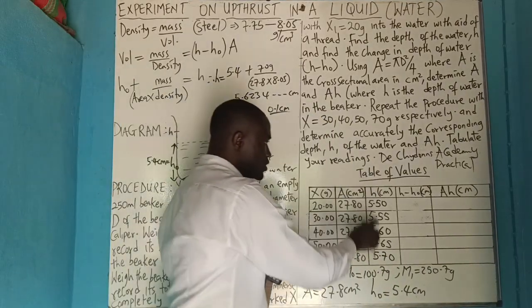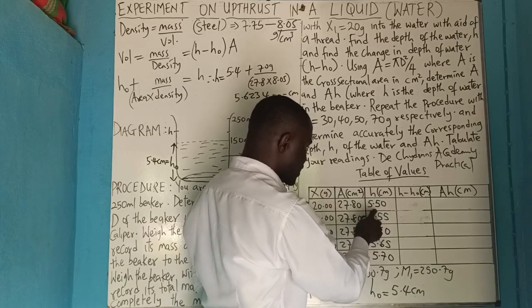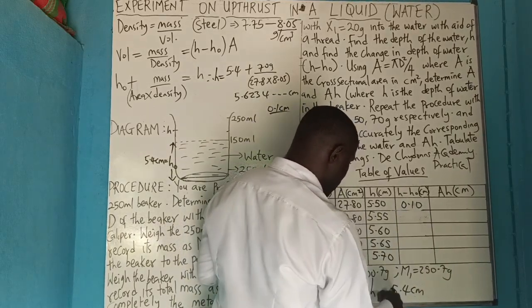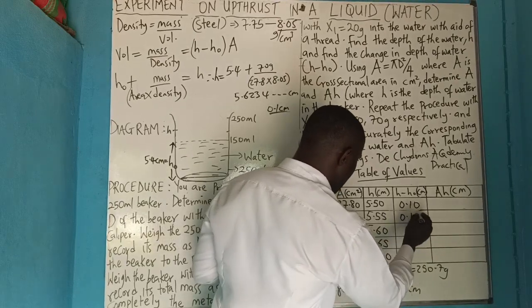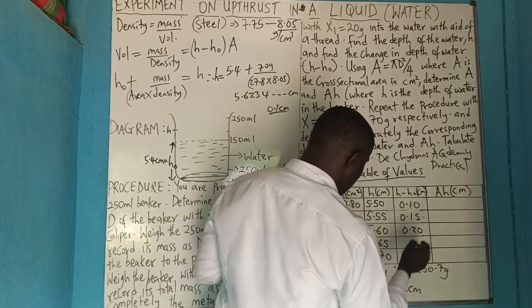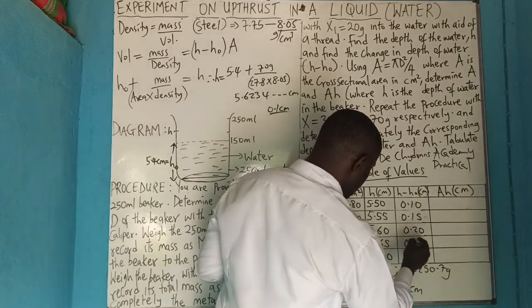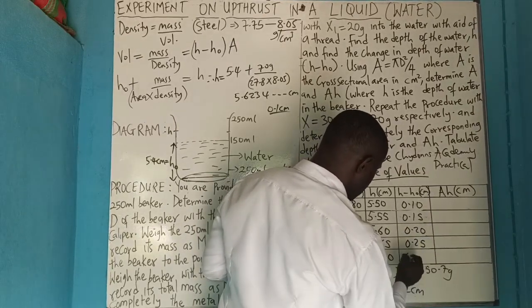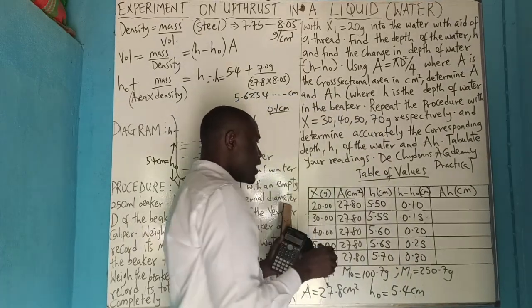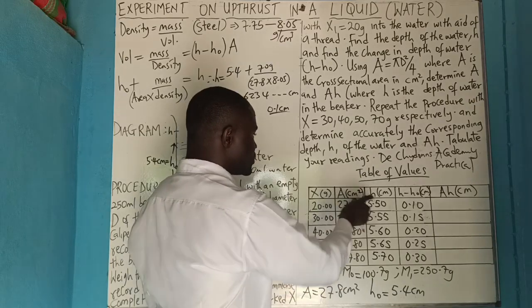Now we have gotten this and we have gotten this. We subtract this minus this, will be giving me 0.10. This minus this, 0.15. This minus this, 0.20, 0.25, 0.30. Stay in cm.